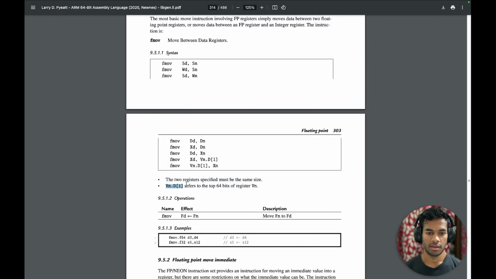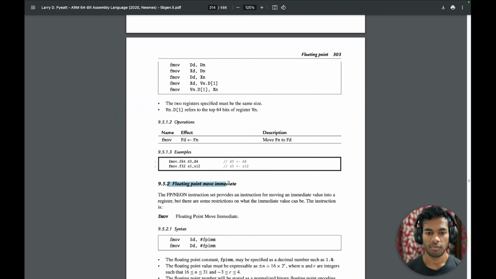Yeah, VDN refers. What is this? VND and then 1 refers to the top 64 bits. Top 1 means second, right? And 0 would mean first, that is the LSB. VDN refers to the top 64 bits of register VN. Floating point move immediate.